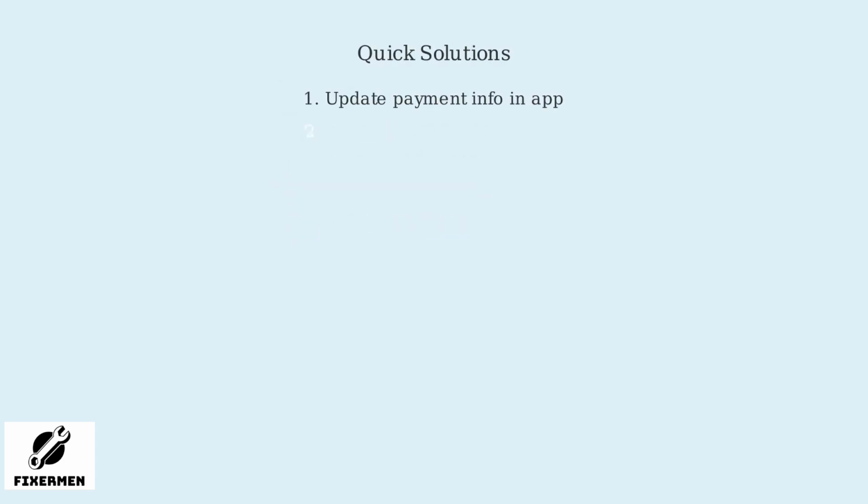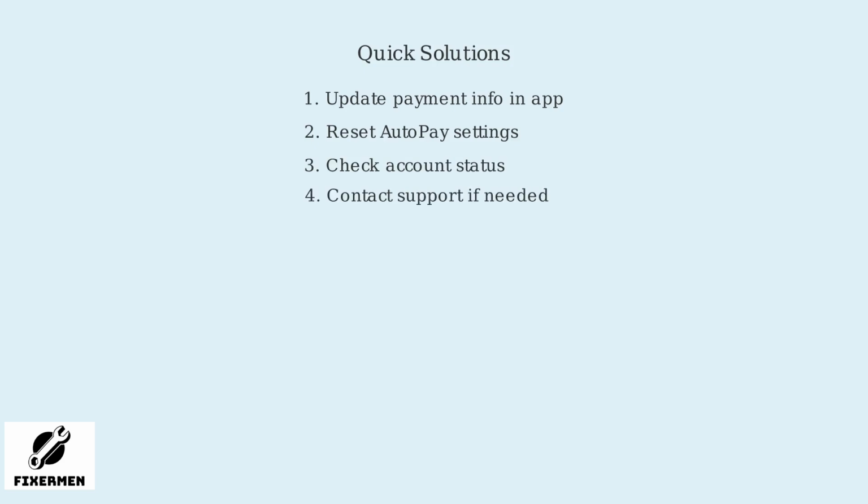Now, here are the quick steps to solve these issues. First, update your payment information in the T-Mobile app. Second, reset your AutoPay settings. Third, check your account status for any freezes. Finally, contact T-Mobile support if the problem persists.